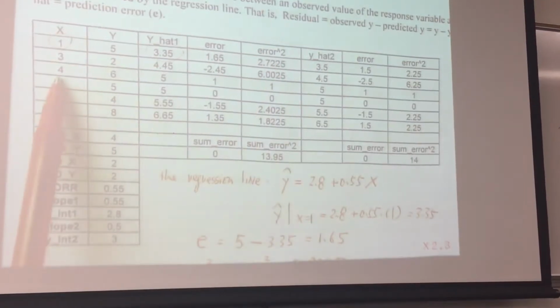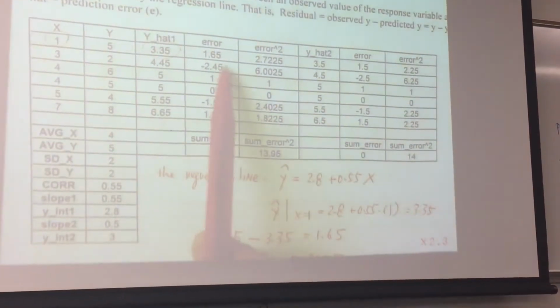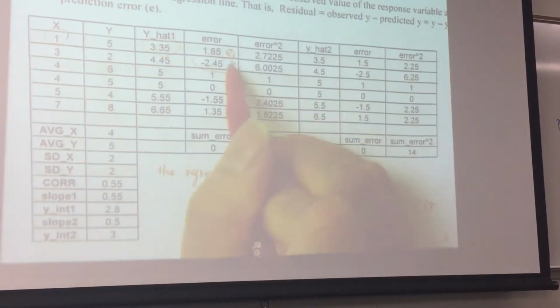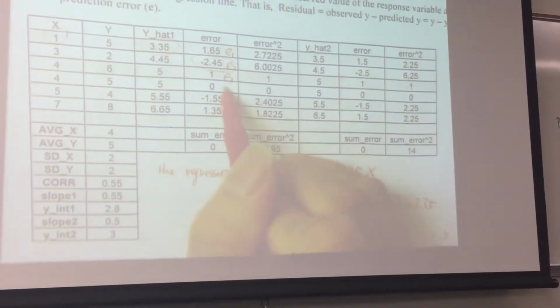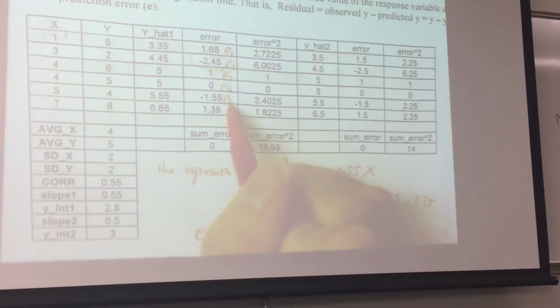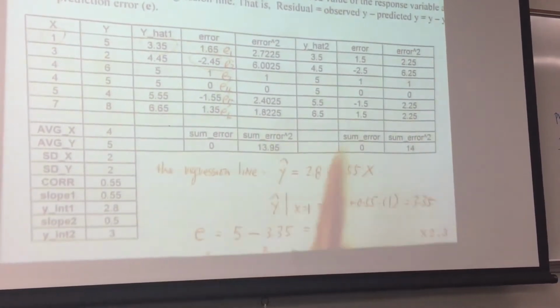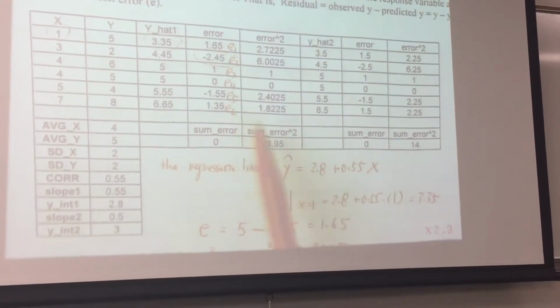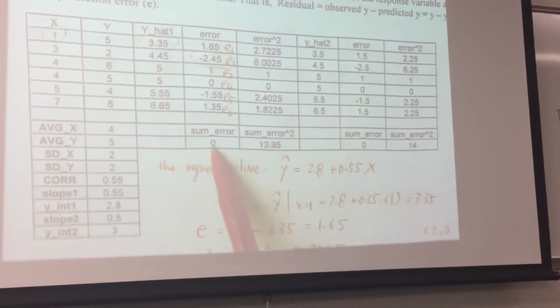So if you follow the same procedure, you can find the prediction error for E1, you find E2, you find E3, you find E4, you find E5, you find E6. The funny thing is, when you add those numbers up, what do you find? You find the sum of prediction error equal to what?